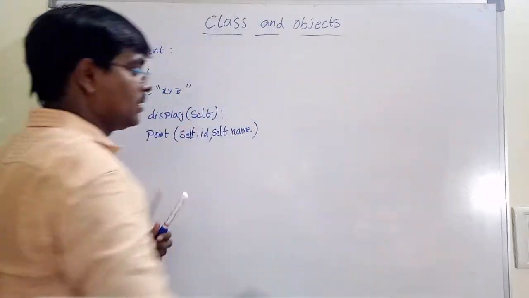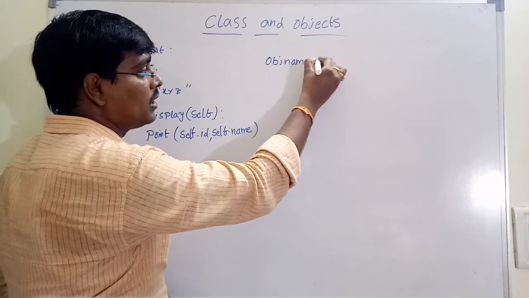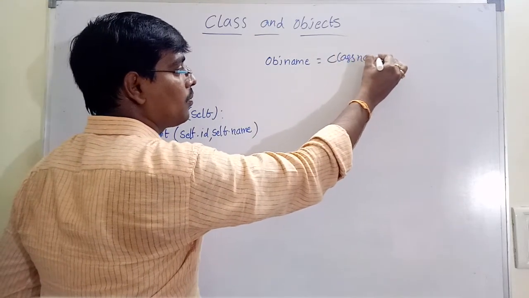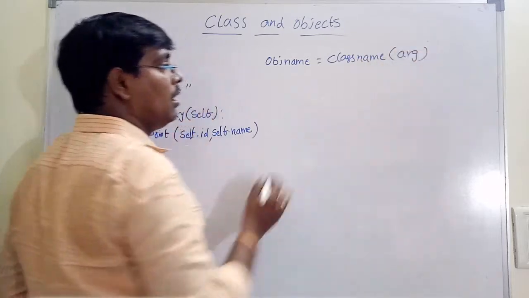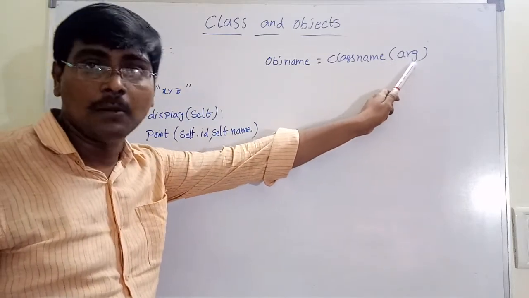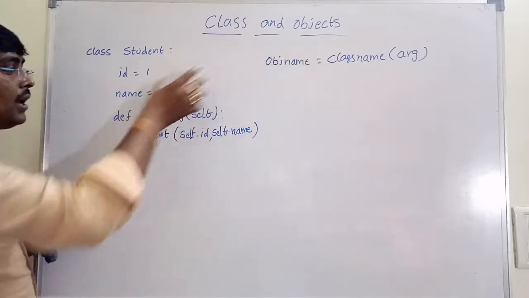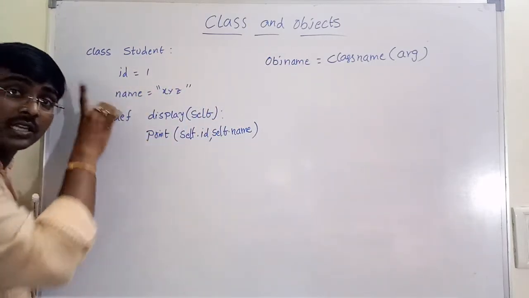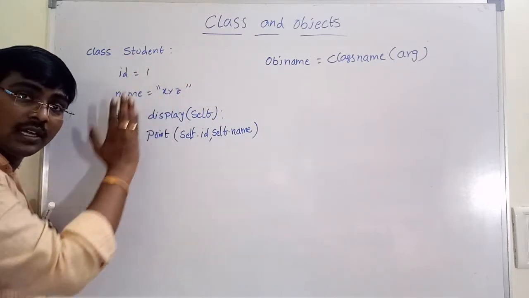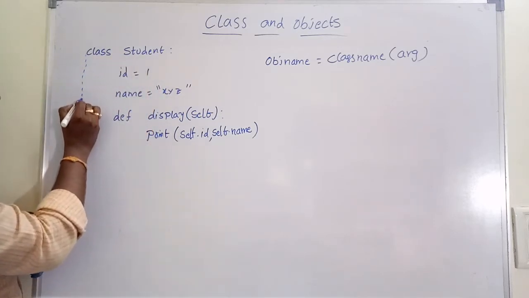How to create an object? The syntax is object name is equal to class name of arguments. Here the arguments are optional. You can write any number of arguments. So, considering the same point, I am creating an object for the class. Remember, this entire code is inside the student class and the object creation is outside the class. For example, this is the indentation.